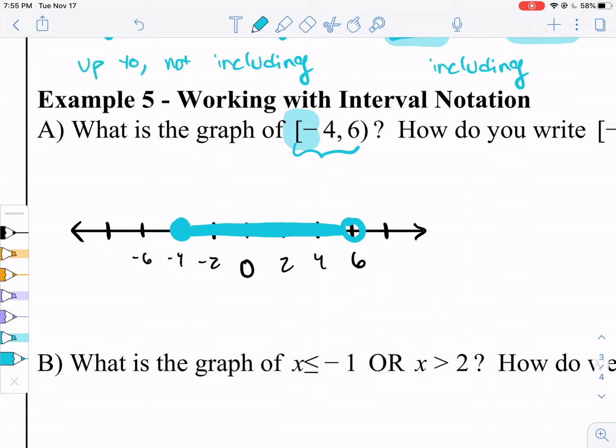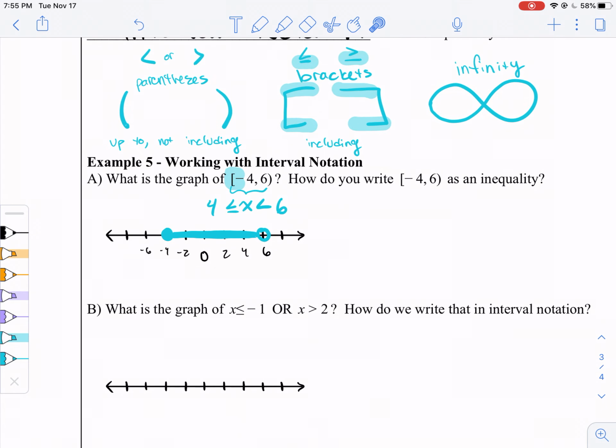This is the same thing as x is between -4 and 6, and we use a less than or equal to sign because we have brackets. Oh, hey, how do you write it in inequality? I did that right there. Yay, good job, me.